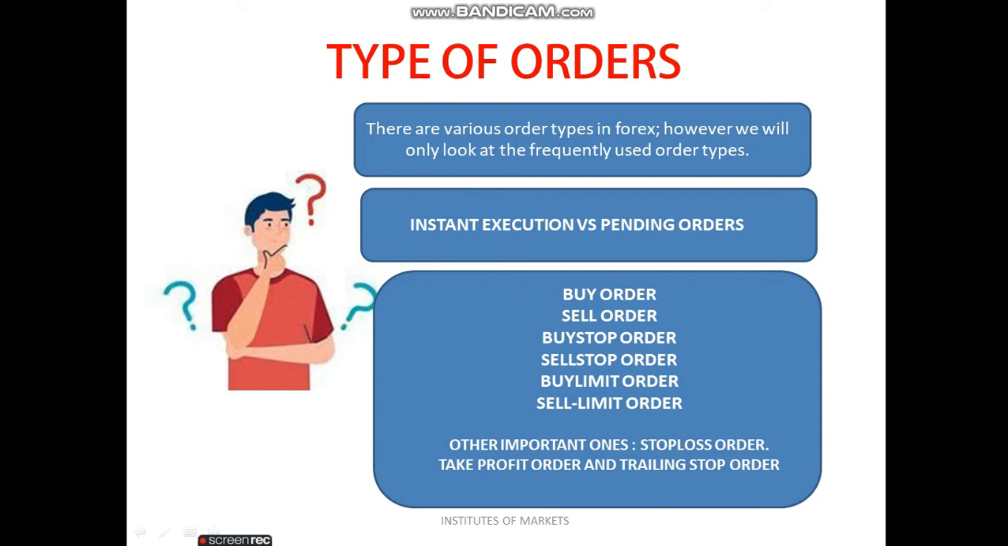Instant executions are orders where you go to the market to buy something, you just pay. Man, I want to get this phone. Okay, you just pay and take the phone, right? What is that? That is instant execution. You pay the vendor and the vendor gives you the phone and you just walk away. That is instant execution.